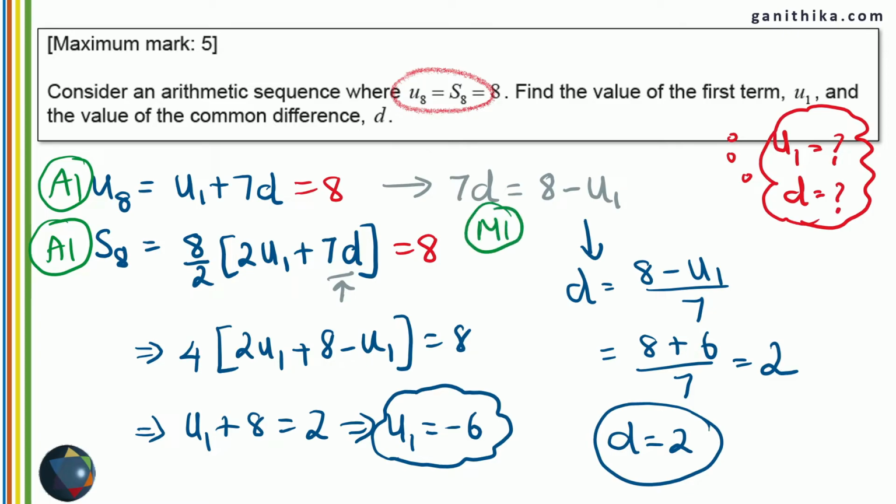And then there is a method mark for solving them simultaneously. Obviously, there is an answer mark for U1 and there is an answer mark for D. So, very simple question and a lot of marks in this question. So we are done with paper 1 questions.